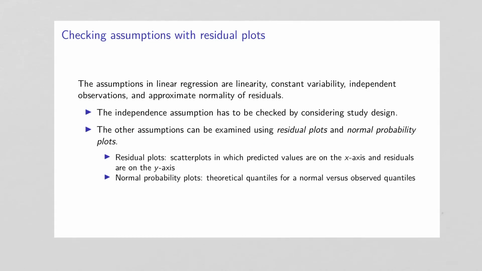And then you can check your assumptions. Always check your assumptions. The assumptions in linear regression are linearity, constant variability, independent observations, and approximate normality of the residuals. Independence has to be checked by considering the study design. You make sure that each observation is independent of other observations. And then you look at the residual plots, okay, and the normal probability plots.